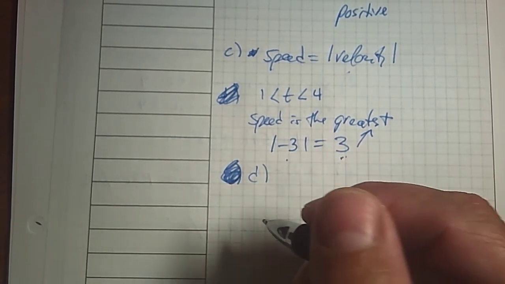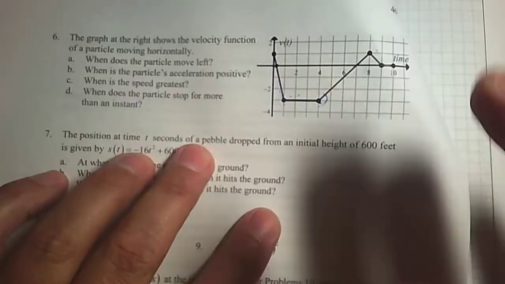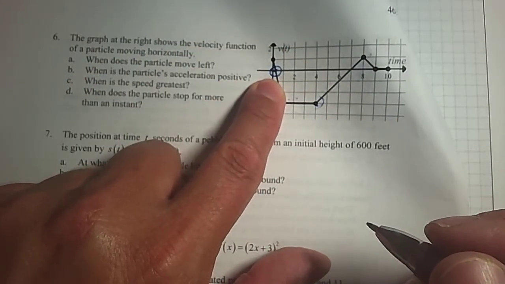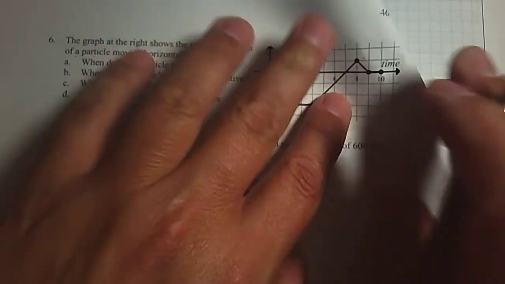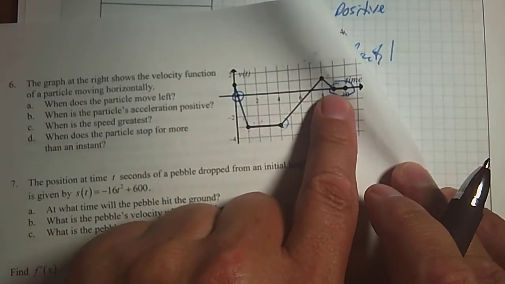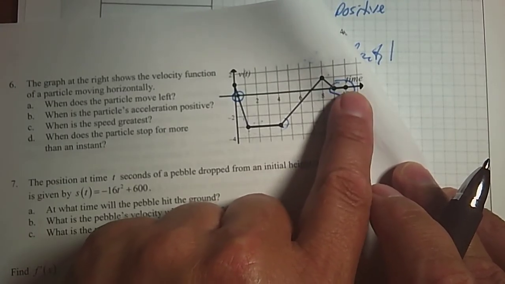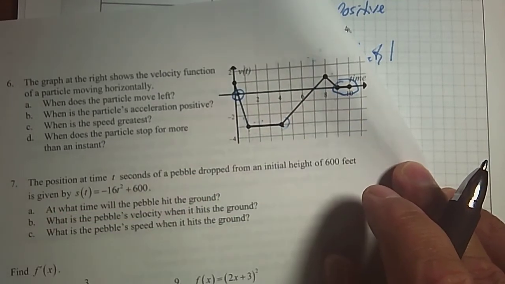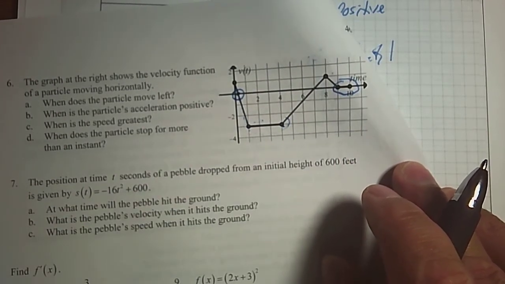All right, part D. When does the particle stop for more than an instant? So know that when the velocity is 0, the particle stops. So right there, the particle stopped, but it only stopped for an instant to change directions. Over here, do you see that between 9 and 10, it has to do with it touching the axes. It's 0, but it's 0 for an extended period of time, not an instant. So from 9 to 10, it stopped for a long period of time, not just because it's horizontal, but because the value is 0 for a long period of time.